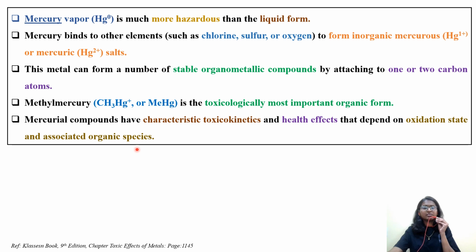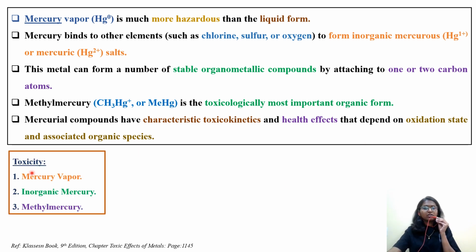As I said, remember even chromium or vanadium, there are certain metals which exist in certain oxidation states which are responsible for causing toxicity. So here he is saying that methyl mercury is the one which is toxicologically more important. Then next, toxicity: we have to read about mercury vapor, inorganic mercury, as well as methyl mercury. Methyl mercury is organic mercury. Mercury vapor is Hg0.